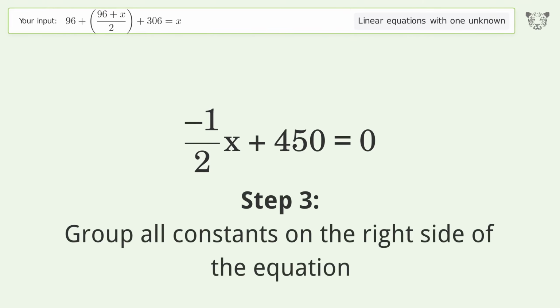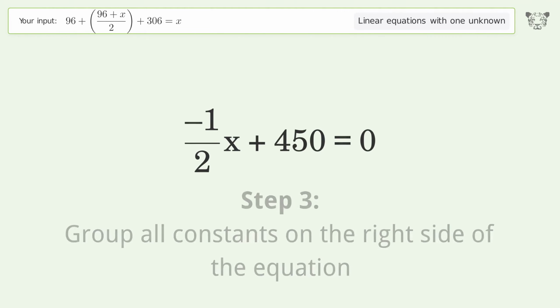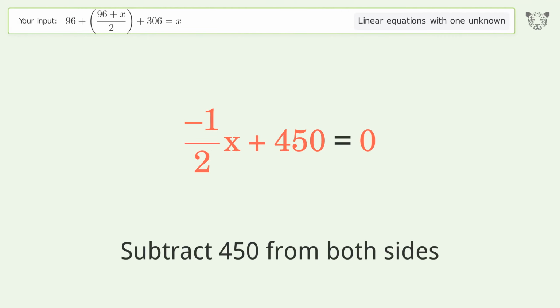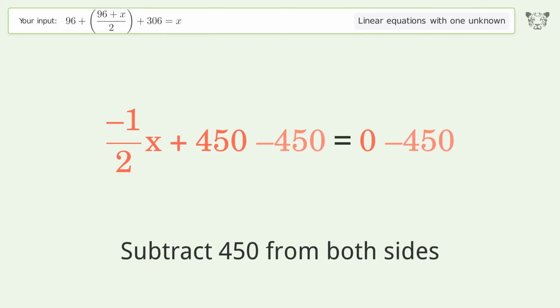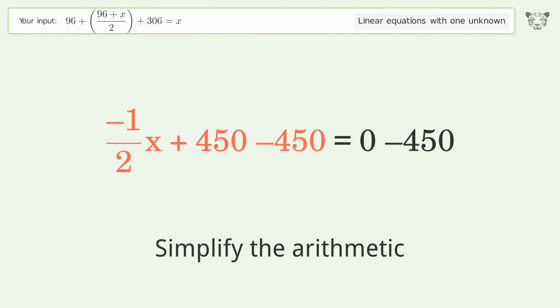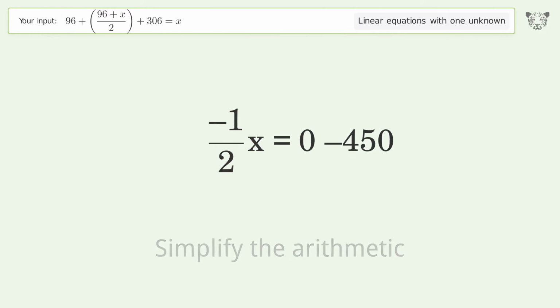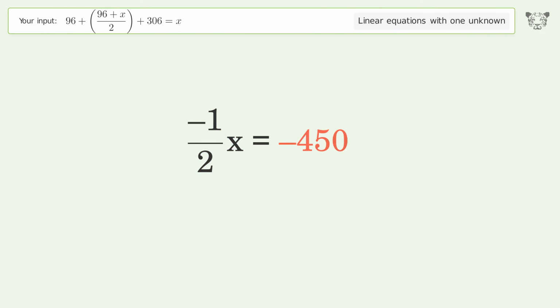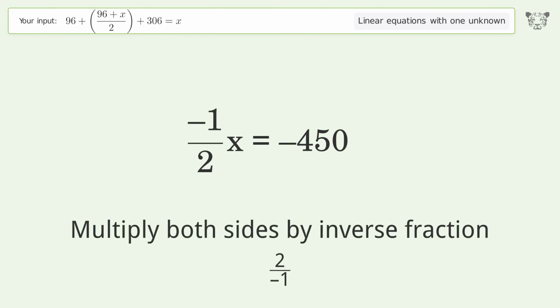Group all constants on the right side of the equation. Subtract 450 from both sides. Simplify the arithmetic. Isolate the x. Multiply both sides by inverse fraction 2 over -1.